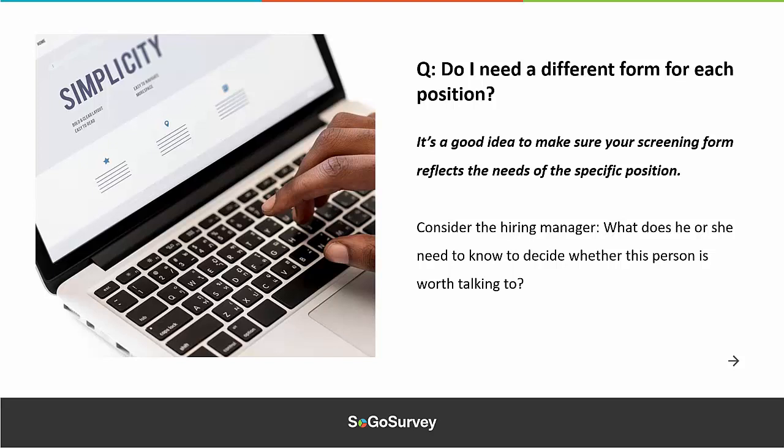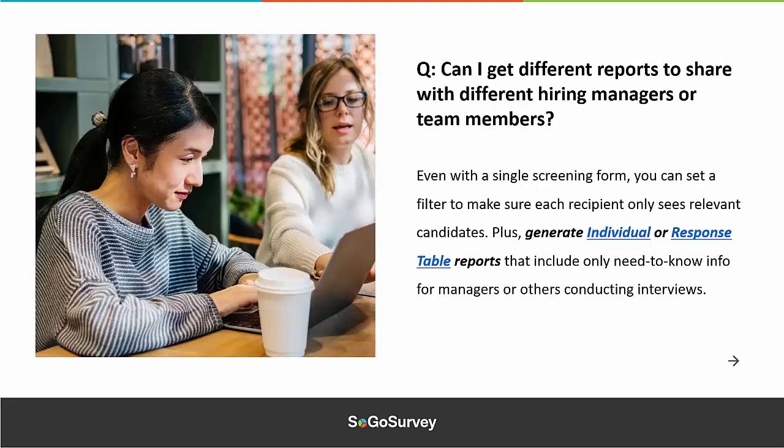So those are the kinds of things that you want to make sure are reflected on that screening form specifically. Again, whether you use the same form or you set up branching or some sort of advanced logic, you can certainly set up different reports for different hiring members. You can set up filters, so if you've got the same form, you can send everyone for marketing to this person, everyone for sales to this person, for example.